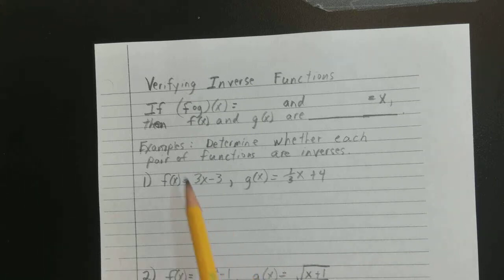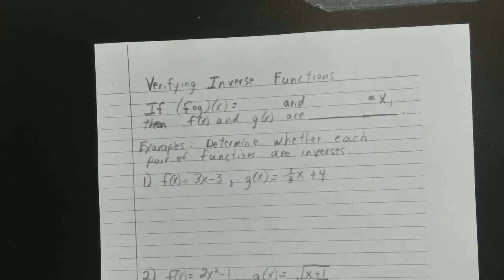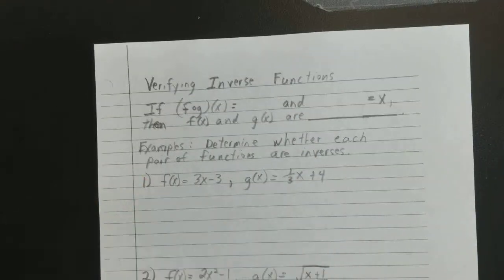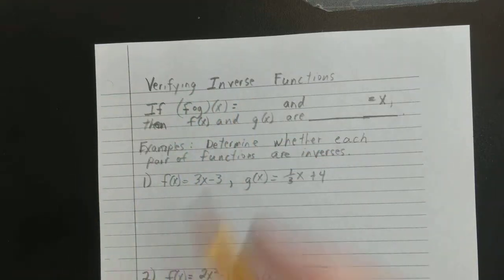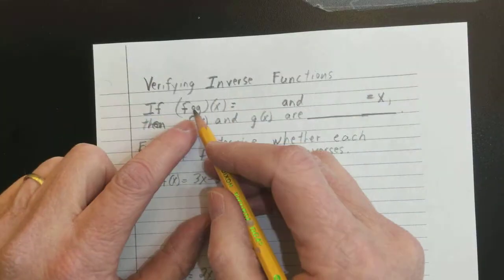All right. What we were doing yesterday, maybe the day before, we were finding the inverse trig functions. What we have today, we're going to have two trig functions, and we're going to find out if they are inverse functions or not. And here's kind of the rule we'll need to use. And we're going to use composite functions.